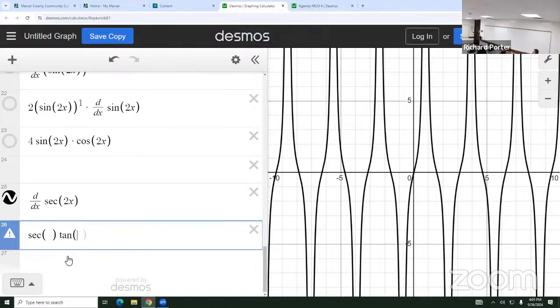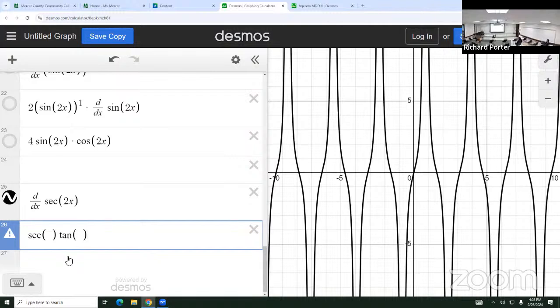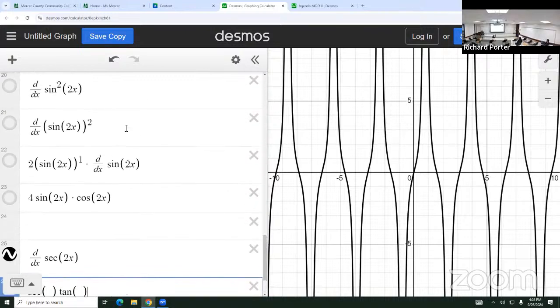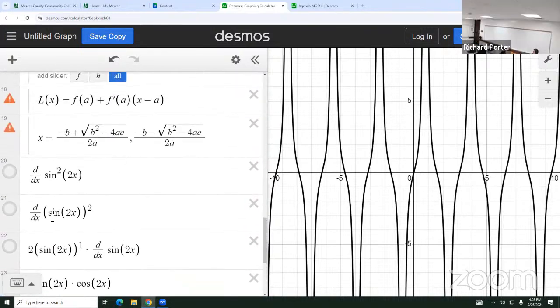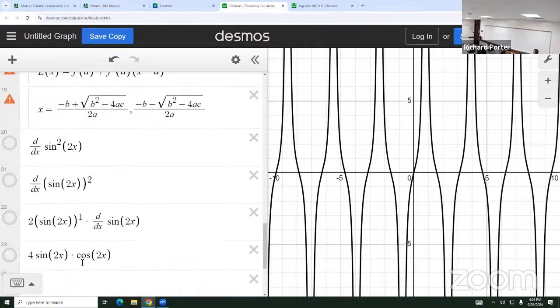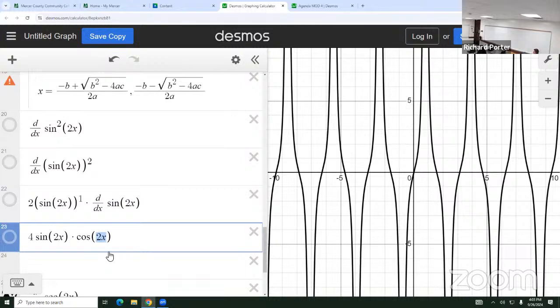Okay, but I said leave the inside alone. So what's the inside? 2x. So where do I put the 2x? In which of these spots do I put the 2x? Because I want to leave it alone. Like with the other one, when I left it alone, the derivative of the sine of 2x, I left the inside alone. I did cosine, and I left the 2x there.